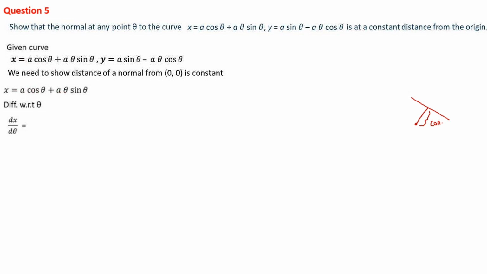Dx by d theta, when we differentiate this with respect to theta, is a into derivative of cos theta, which is minus sin theta, plus here theta sin theta is a product, so we have to use the product rule. A is a constant, d by d theta of theta sin theta, product rule we are going to apply. Minus a into sin theta is minus a sin theta, plus a into, applying the product rule, derivative of the first one, theta, so d theta by d theta into the second one, sin theta, plus derivative of the second one, d by d theta of sin theta, into the first one, that is theta.